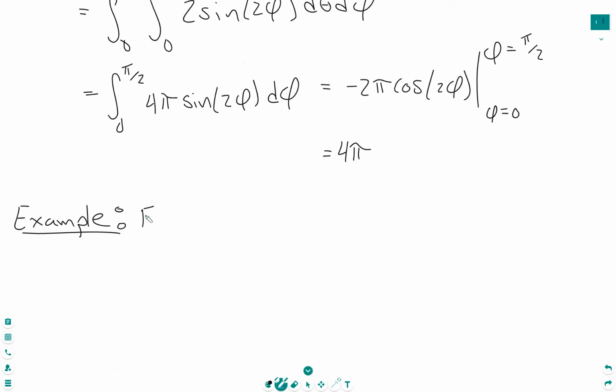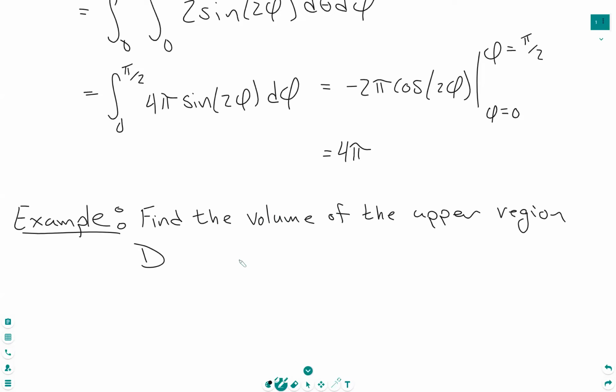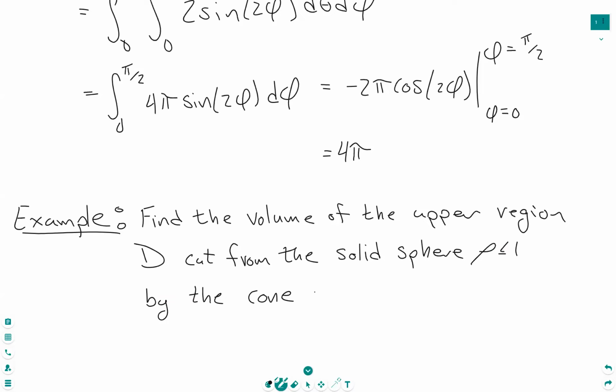We're going to find the volume of the upper region D that's cut from the solid sphere where rho is less than or equal to 1 by the cone phi is equal to pi over 3.